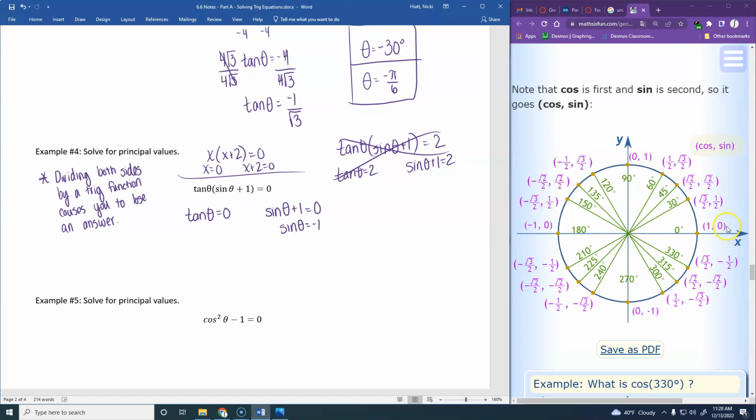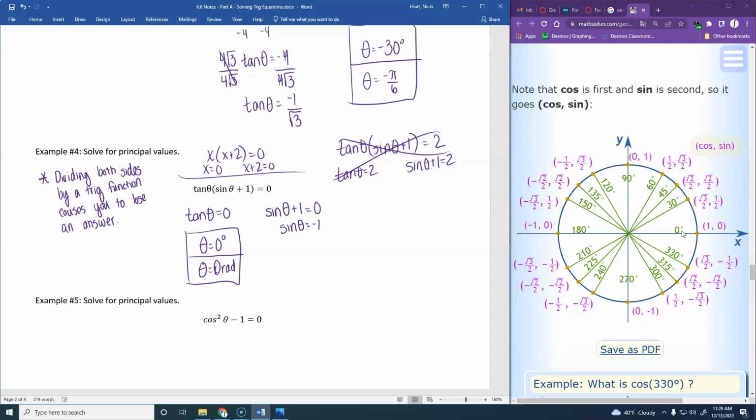At 0, I would do sine, which is 0, divided by cosine, which is 1, and that would give me 0. So tangent of theta equals 0 at 0 degrees, or in radians, it's still 0 radians, right? So that is one answer, but not our only answer.